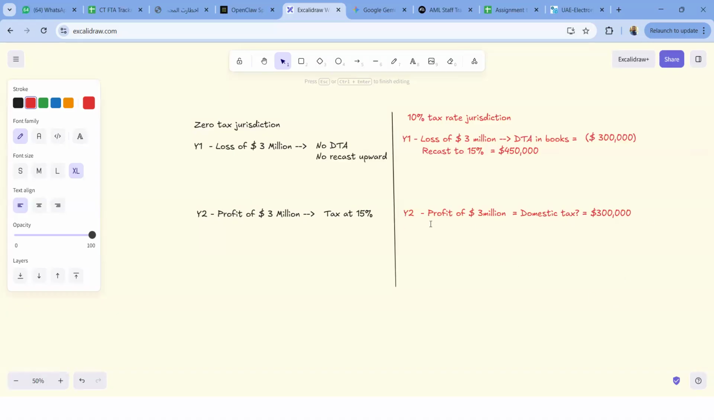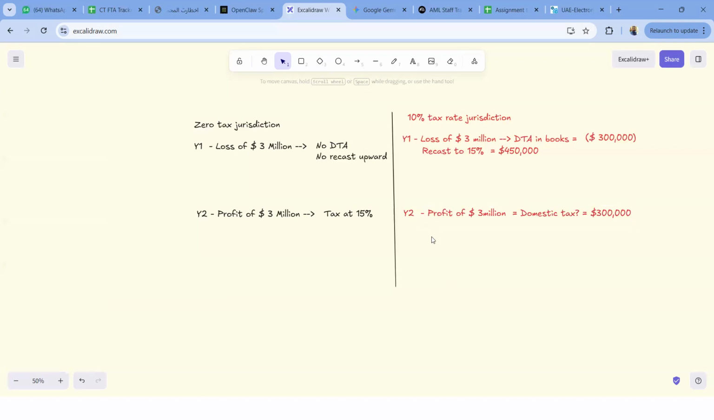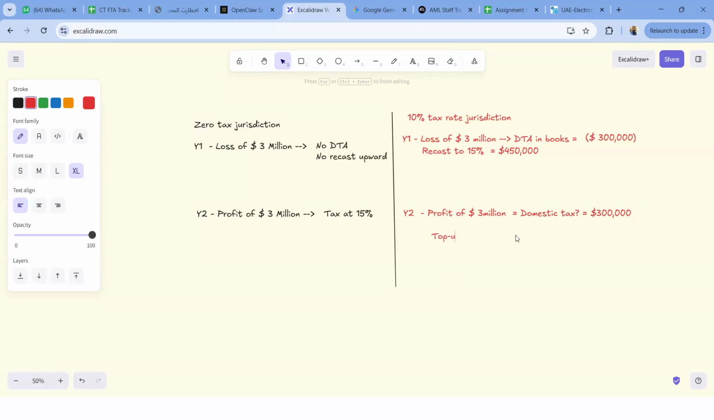We calculated the top up tax. Top up tax is going to be 15% minus 10%, the 10% I already paid, into 3 million. That is going to be additionally what? 150,000? Yes or no? So what is my total tax liability? Total is 450,000, right?